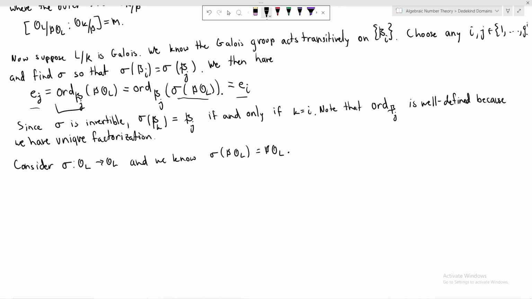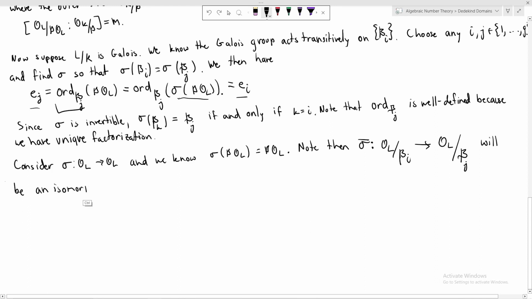With this in mind, you can see that this is going to descend. Sorry, I actually don't need this fact. I don't know why I repeated it. What we really need is that because sigma takes p sub i to p sub j, sigma is going to descend to a map here. And in particular, this is going to be an isomorphism of O sub K mod p vector spaces.